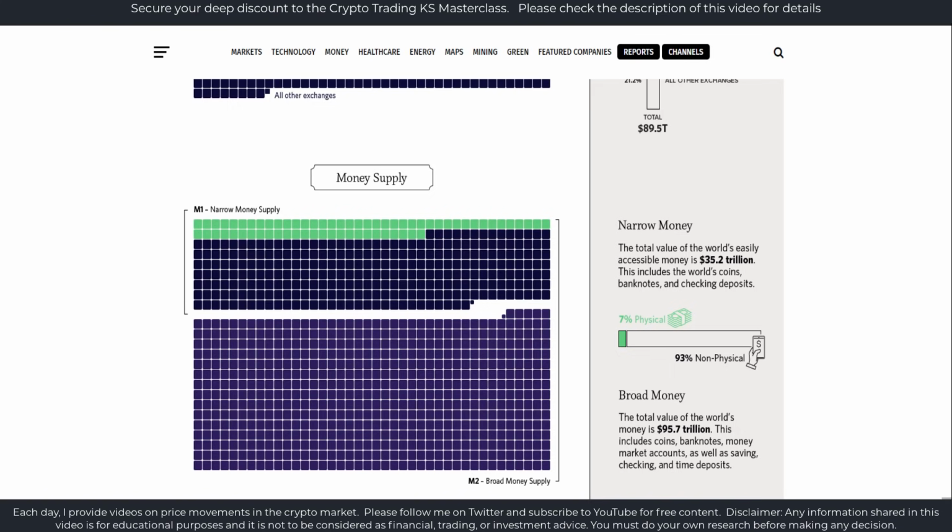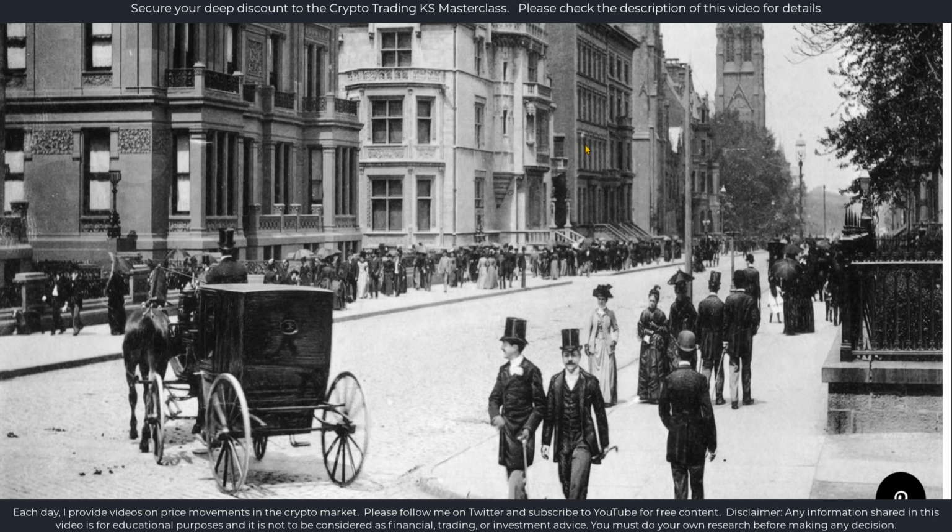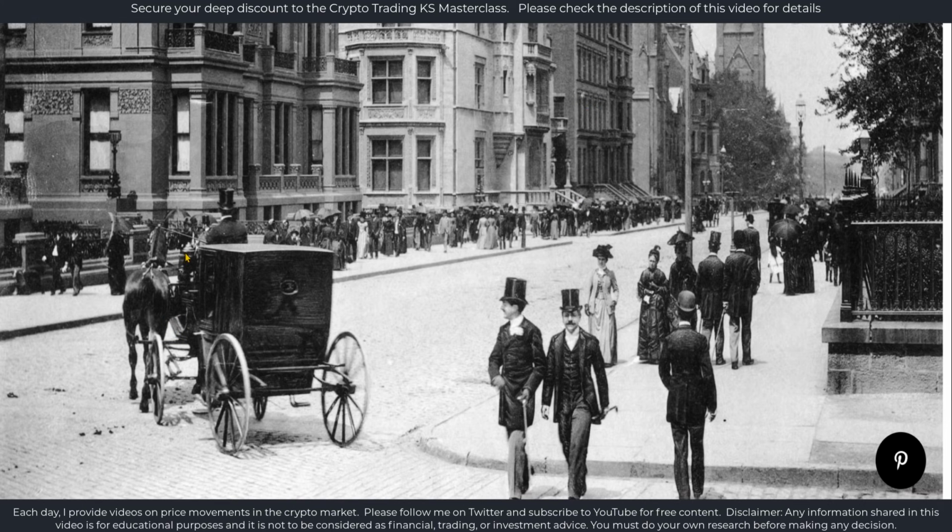Having a look at the Visual Capitalist, all of the world's money and markets in one visualization, what they say here is 7% of the money supply is physical. That is why if you go to a bank and you want a certain sum of money out, for example, to buy a house or to buy a really expensive car, you may have to come back a week later because they can't find the money. That's why central banks must issue central bank digital currencies. They have to, because the money doesn't exist. It's already intangible.